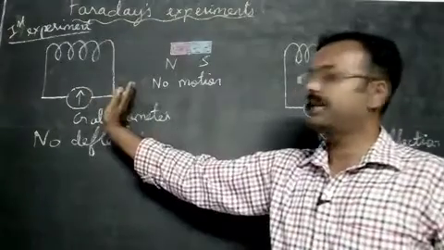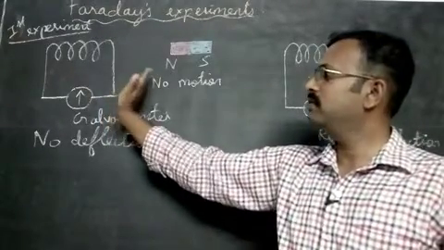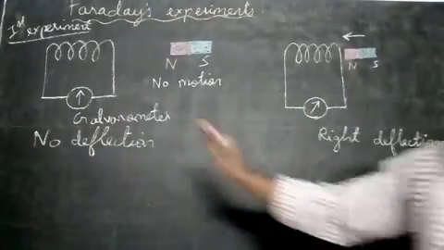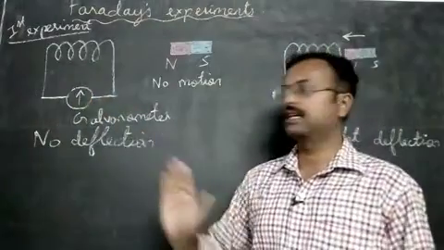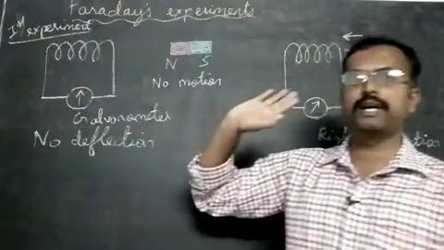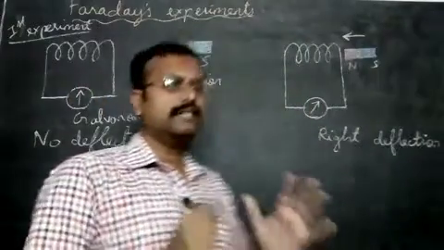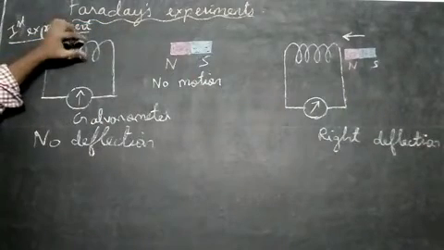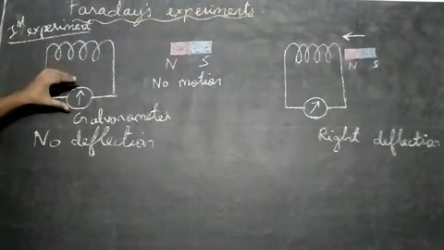If current goes from left to right, the needle will turn to the right side. If current goes towards the left, it will turn to the left side. Naturally, if you see the galvanometer, it will stand at the zero position, in the middle. So let's see what happens now. We have connected this coil and then we have connected the galvanometer.